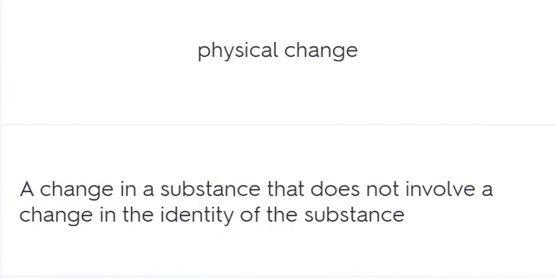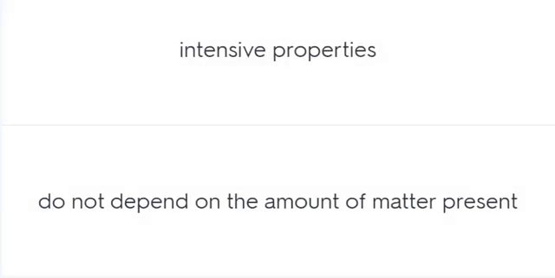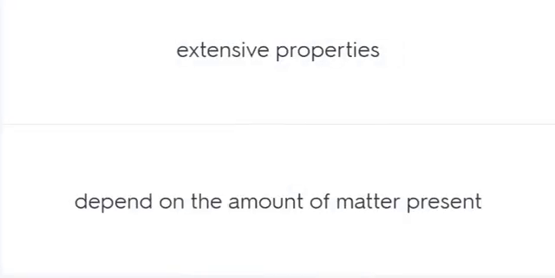Physical change. A change in a substance that does not involve a change in the identity of the substance. Chemical change. A change that occurs when one or more substances change into entirely new substances with different properties. Intensive properties do not depend on the amount of matter present. Extensive properties depend on the amount of matter present.